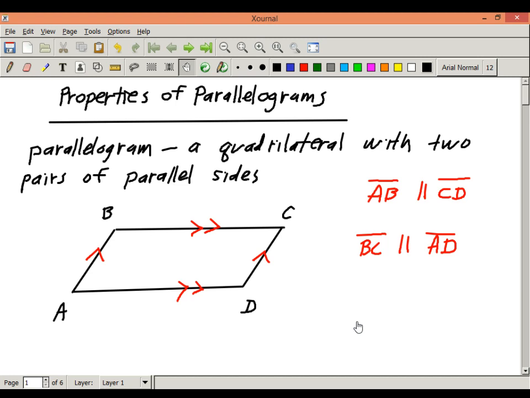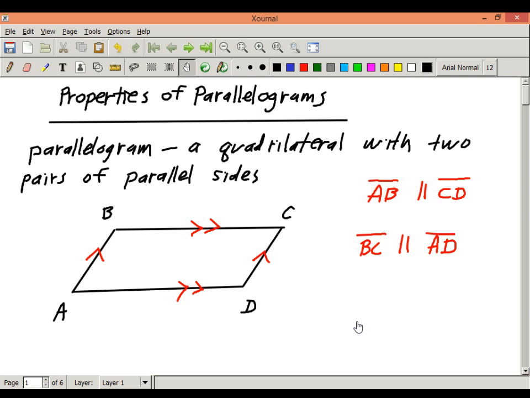Okay, welcome back, everybody. We're going to be talking in this lesson about parallelograms and properties of parallelograms. We're going to have a definition of what a parallelogram is. We're going to have four theorems revolving around parallelograms, and we're going to prove those, and then we're going to conclude with a couple of examples.